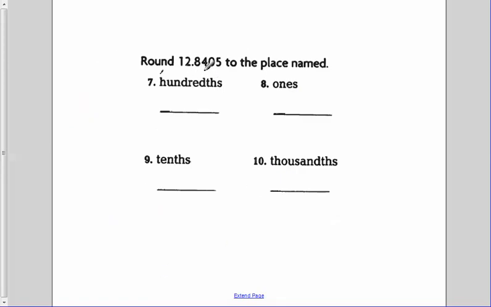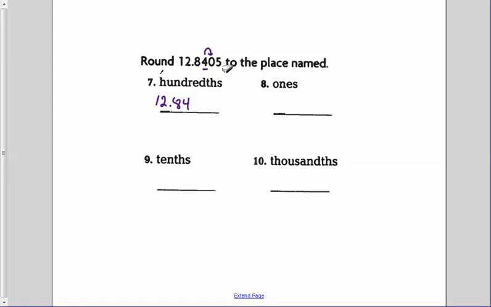Alright, so now we are rounding 12 and 8,400 5/10,000ths to the place named. So if we look at our hundredth place, that would be our 4. So we look to the digit to the right, and it's a 0. So that means that we are rounding down. So that means that this would be 12.84.